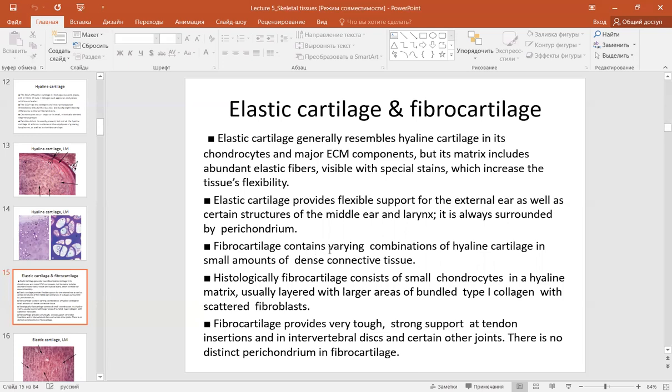Fibrocartilage contains combinations of hyaline cartilage in a small amount of dense connective tissue. Histologically, fibrocartilage consists of small chondrocytes in the hyaline matrix, usually layered with larger areas of bundled type 1 collagen with scattered fibroblasts. Fibrocartilage provides very tough, strong support at tendon insertion and in intervertebral discs and certain other joints. There is no distinct perichondrium in fibrocartilage.